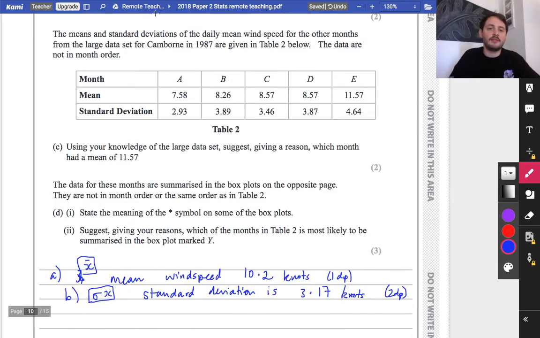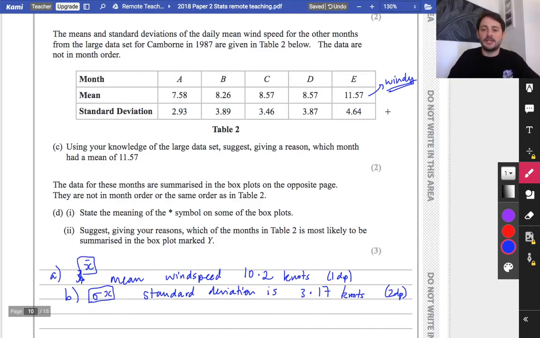Okay, the means and standard deviations of the daily mean wind speed for the other months from the large data set for Camborne in 1987 are given in table 2 below. The data are not in month order, so it's not going January, February, March, April, May, they've muddled them up to confuse you. Using your knowledge of the large data set, suggest, giving a reason, which month had a mean of 11.57. The mean here is clearly the highest of all of these, so in this month, it was pretty windy.